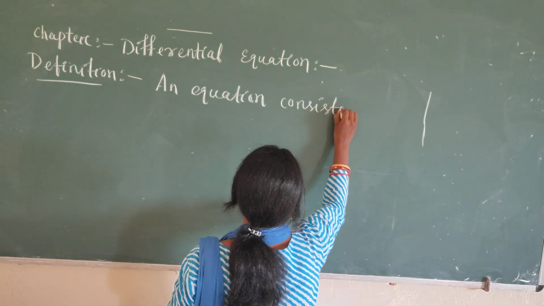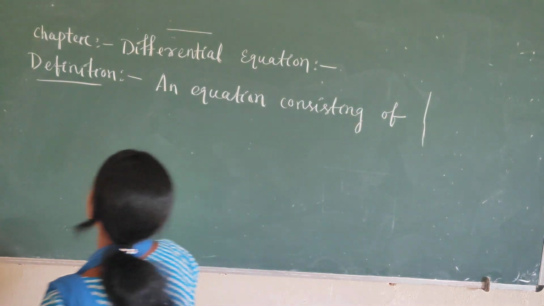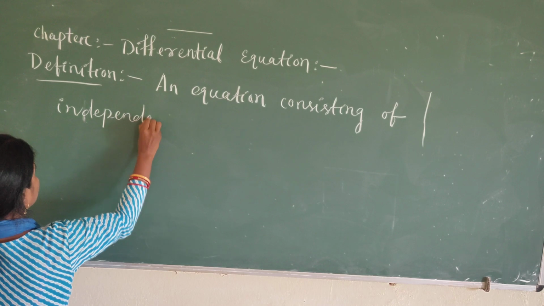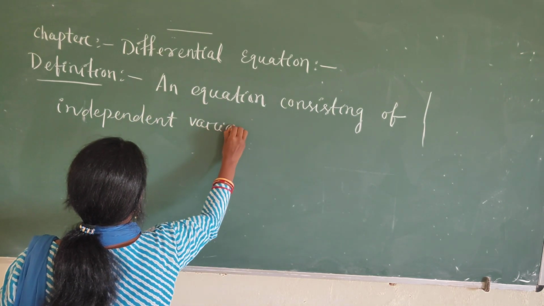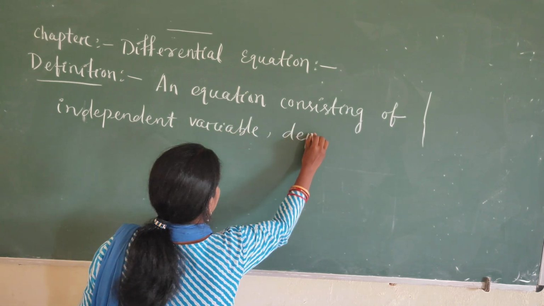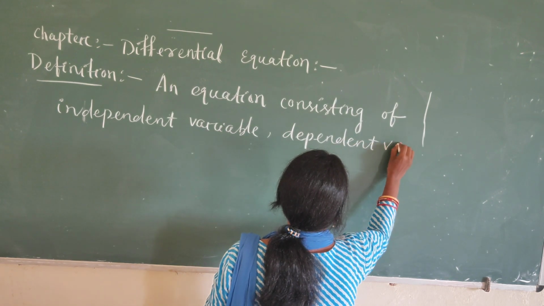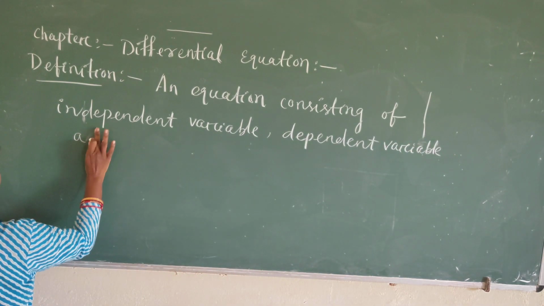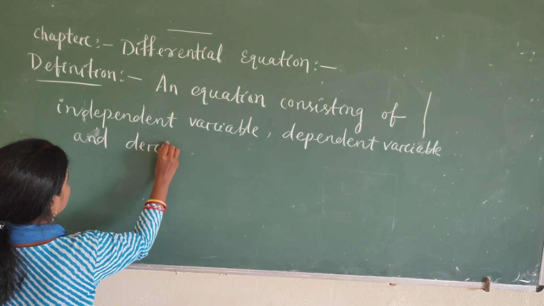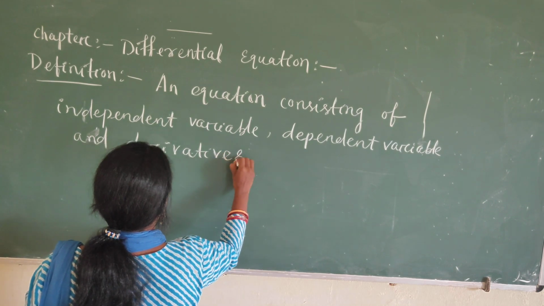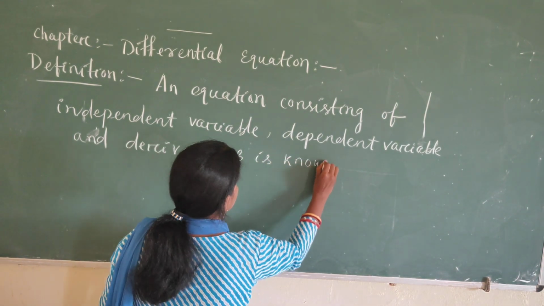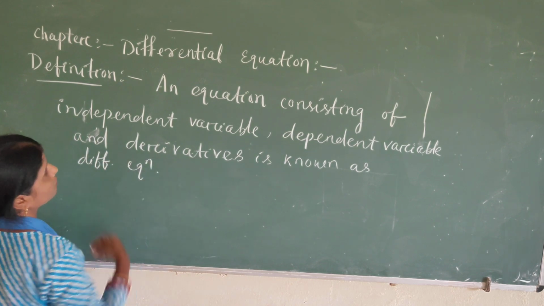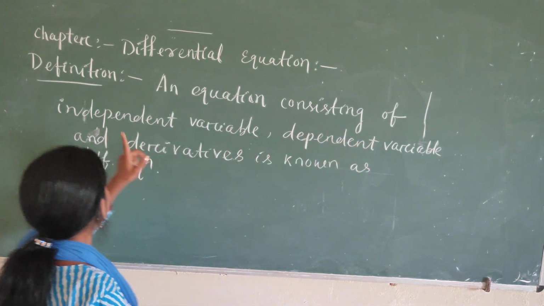An equation consisting of independent variable, also dependent variable, and derivatives is known as a differential equation. An equation consisting of independent variable.